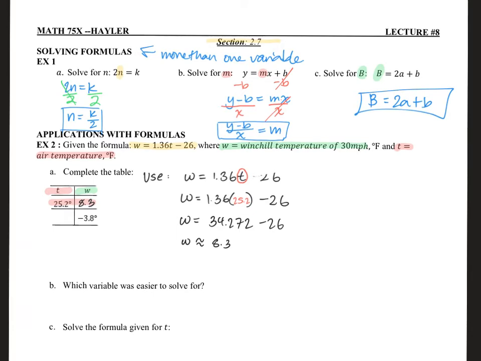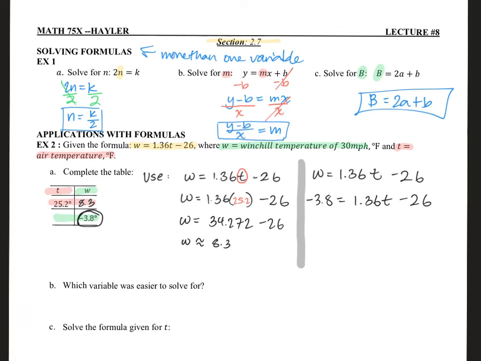So take a moment, pause the video, and try to fill out the table by yourself to find the missing T value for this set right here. Okay, so you're going to be filling in W equals -3.8 and solving for T. Okay, so using the same equation, but this time our W value is given right here, -3.8.